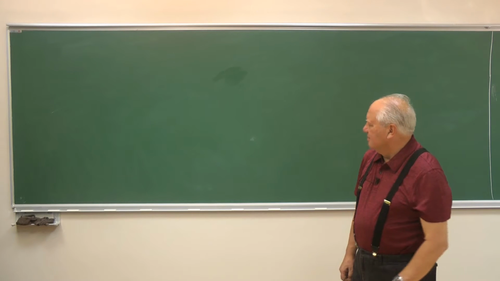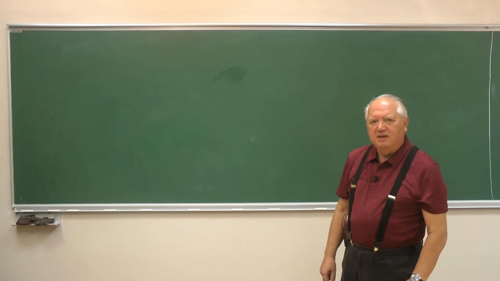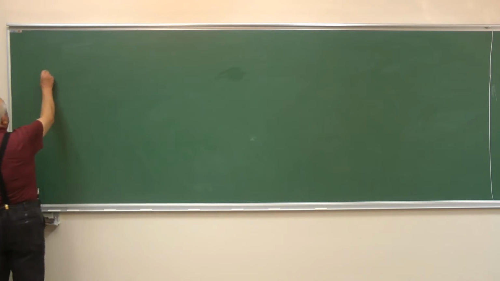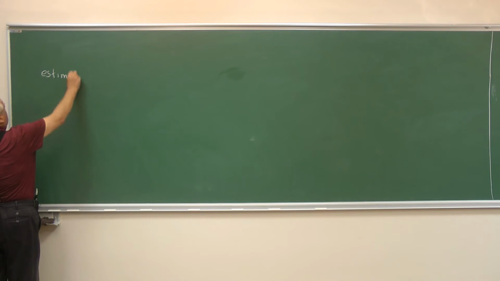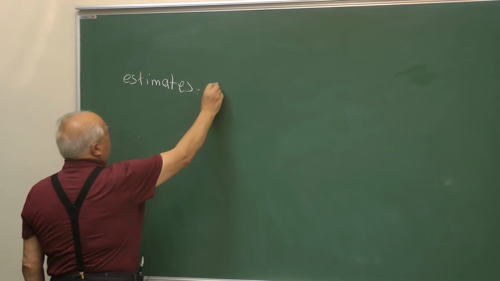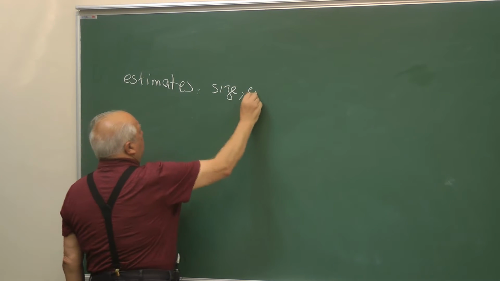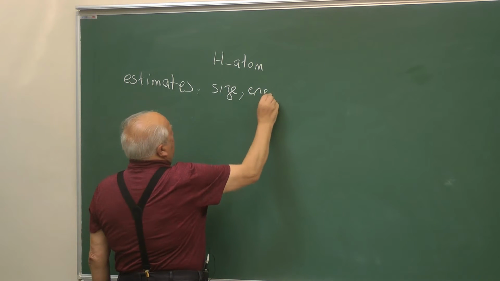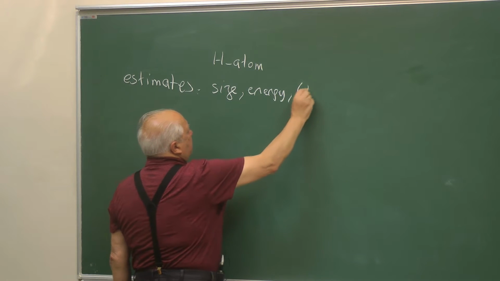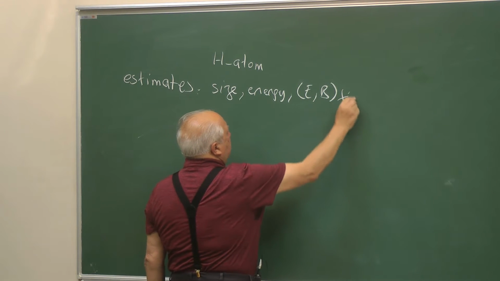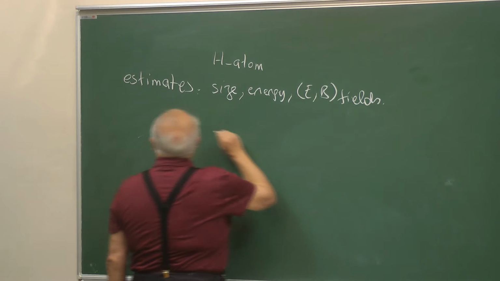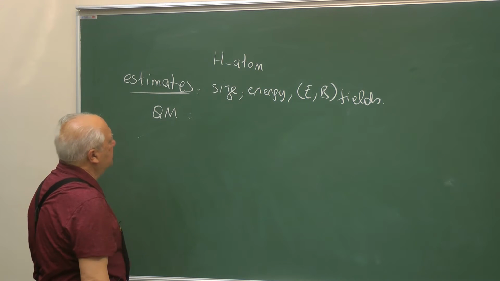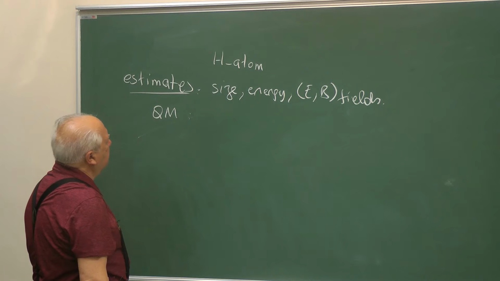Today we shall discuss various expectation values, but let me summarize shortly what we did so far. We made estimates of size. We are studying the H atom, hydrogen atom: energy and the strength of the electric and magnetic fields. This was an estimate.